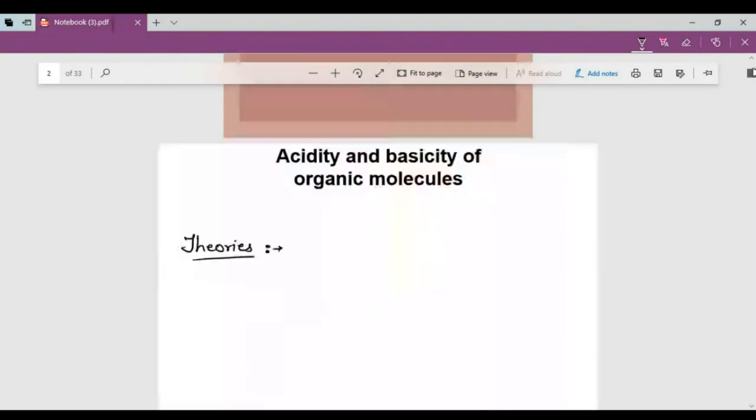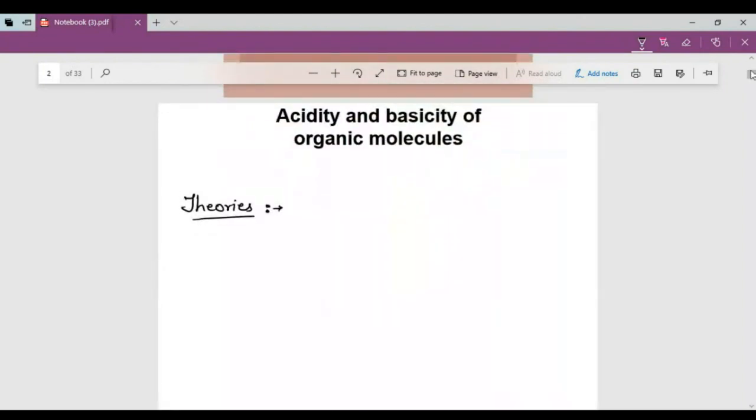So, acidity and basicity of organic molecules. To explain acidity and basicity, there are several theories proposed in general in chemistry. Because acidity and basicity is not a property limited only to organic chemistry. It is applicable to all of physical chemistry, and certainly organic chemistry as well. So only one approach, one theory cannot explain all the behaviors, all the possibilities of acidity and basicity of different molecules. There are several theories.